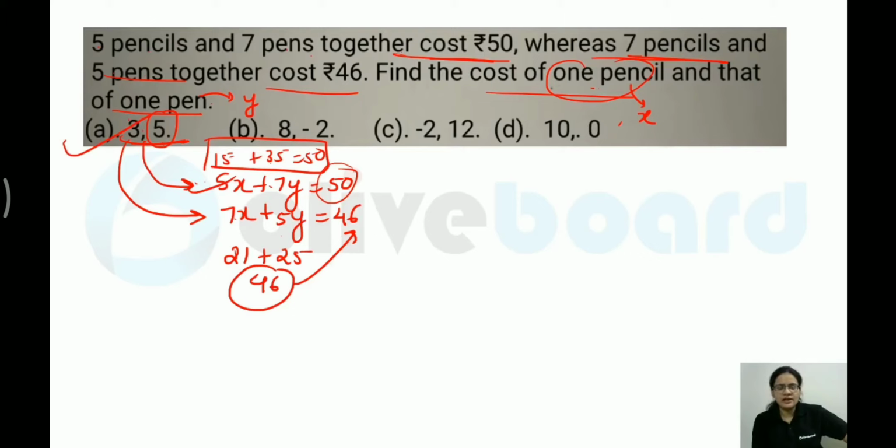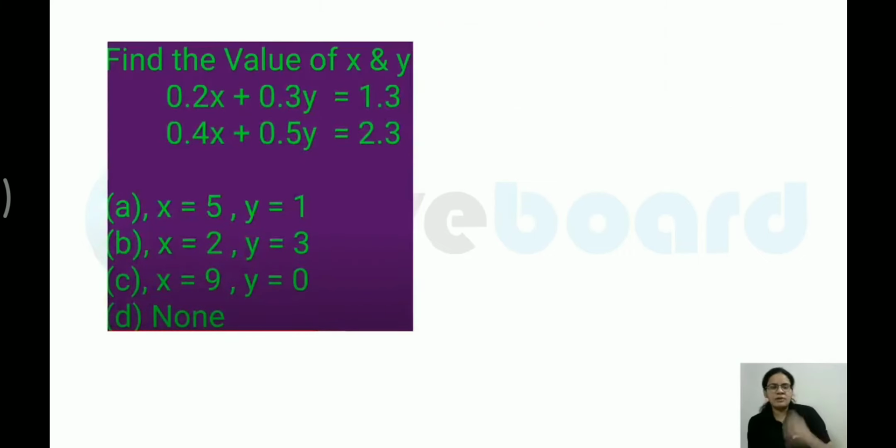Are you all getting it? Now I'm going to tell you the shortcut also, how you can solve these equations. But for the time being, you remember this substitution method. You can try it in one more question. So here they are asking you, find the value of x and y. So I'll just try to substitute the value in each equation.